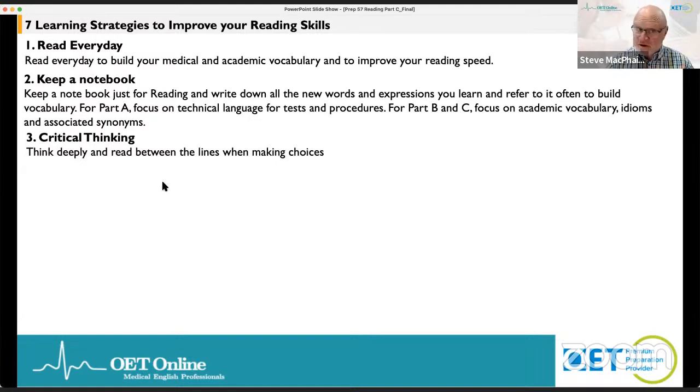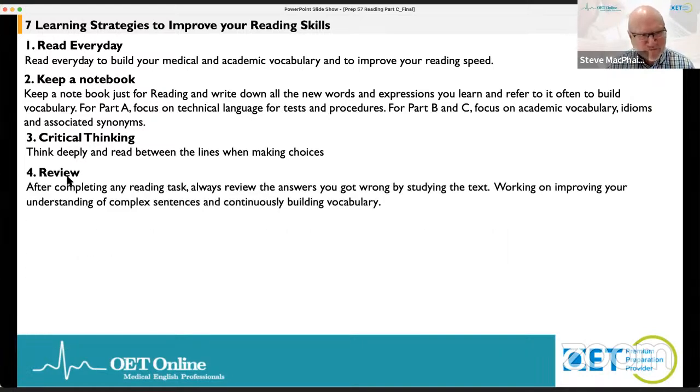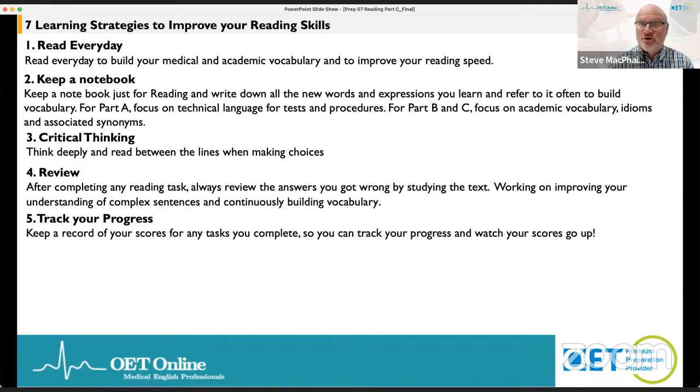Critical thinking, we just spoke about that. Whenever you're reading, you do need to think deeply and read between the lines when making choices. Build that skill through practice. Review, very important. After you complete any reading task, make sure you review the answers you got wrong by studying the text. You can't just walk away. You have to go over and analyze it. That's important. And working on improving your understanding of complex sentences, dependent and independent clauses is vital, as well as continuously building your vocabulary.